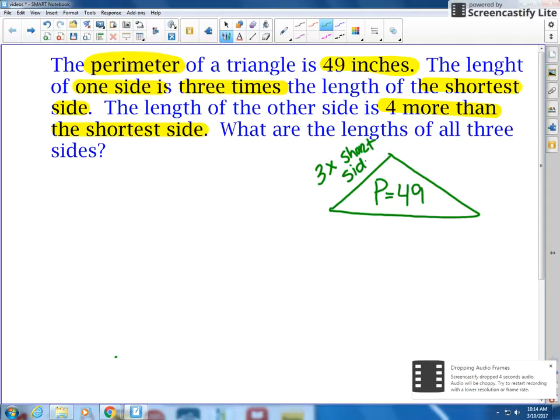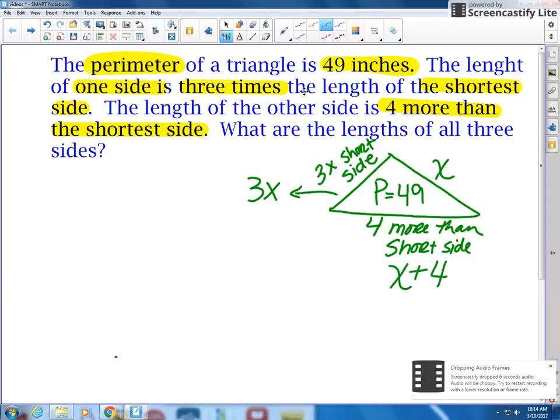So I'm just going to write these facts down. And the other side is 4 more than the short side. I don't know anything about the side over here, so I know that that side is going to be labeled my X. Okay, so now I know if this side is 3 times the short side and the short side is X, this side over here must be 3X. And if this is 4 more than the short side and the short side is X, it must be X plus 4. Now I have all my sides labeled as expressions.